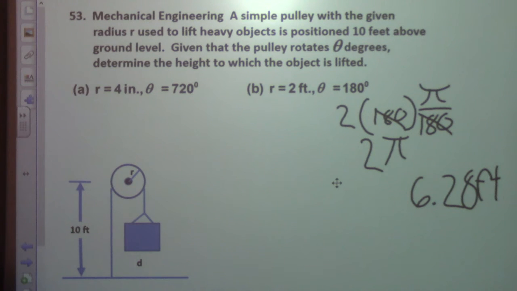Okay, does everybody see that? Does that make sense? Okay. And the last one we have today is that Foucault pendulum, which is 54.